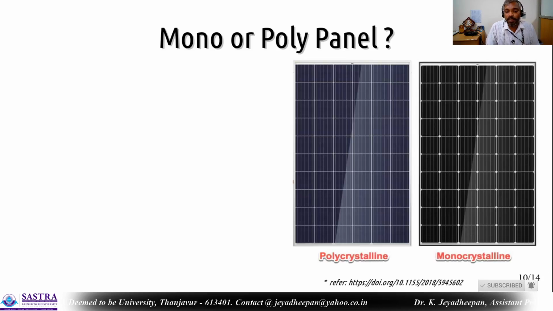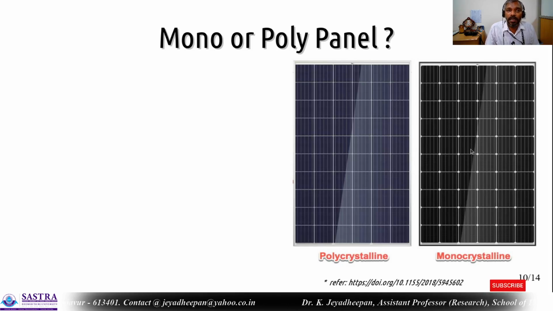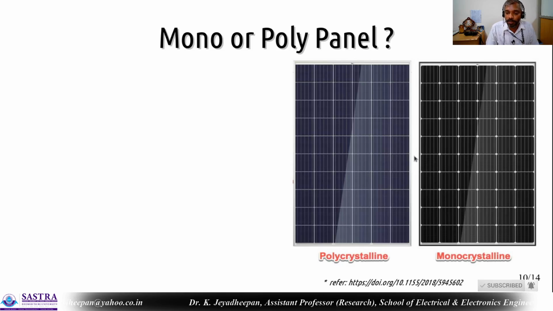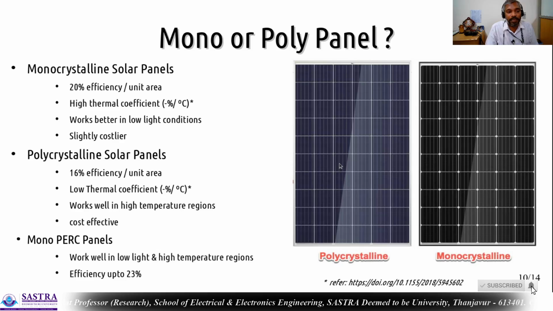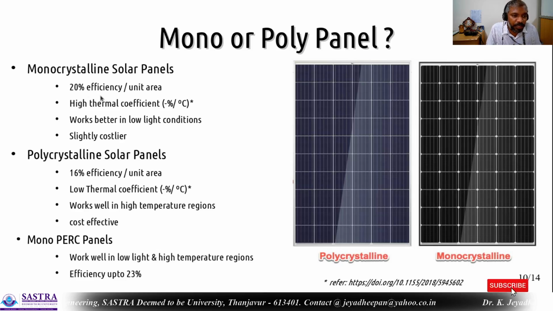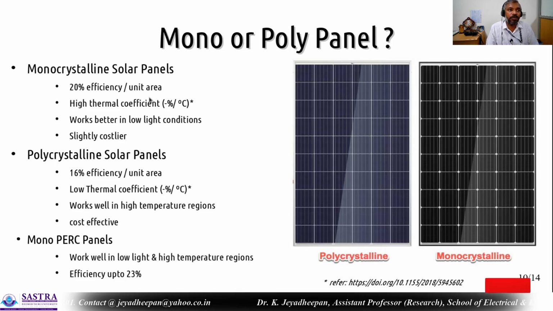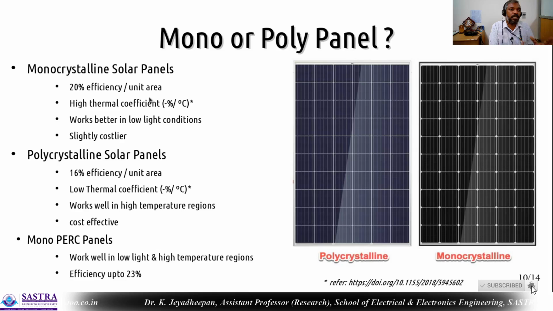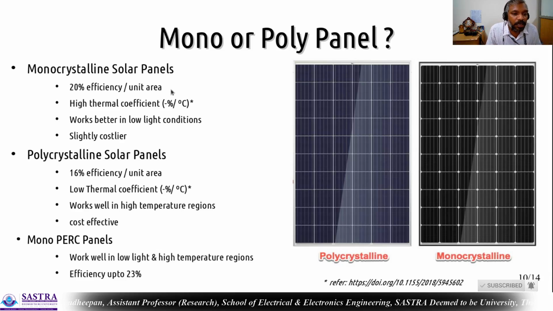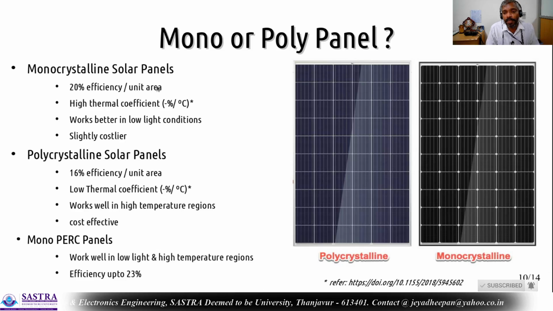Okay, so next thing is your solar panels, right? Which solar panel can I go for, mono or poly panels? Monocrystalline panels are somewhat higher in efficiency compared to polycrystalline panels, right? Once again, both have their own advantages and disadvantages. Monocrystalline panels have 20% efficiency per unit area, right? The efficiency should always be given in this unit, efficiency per unit area. For 1 square meter, this is the efficiency. If you increase the area, the output will be higher. So always the efficiency should be called in this way, 20% efficiency per unit area.